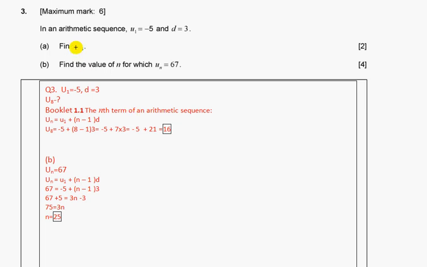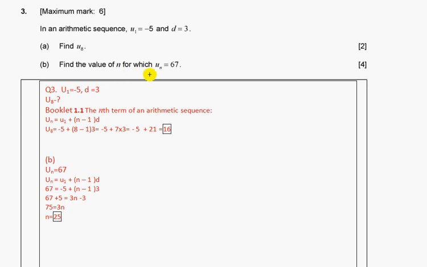Question 3. In an arithmetic sequence, u1 equals minus 5 and d equals 3. Find u8. So u1 is minus 5, d equals 3, u8 question mark. Booklet section 1.1, the nth term of an arithmetic sequence is given by this formula. We substitute n equals 8, n minus 1, 8 minus 1, and we get 16.